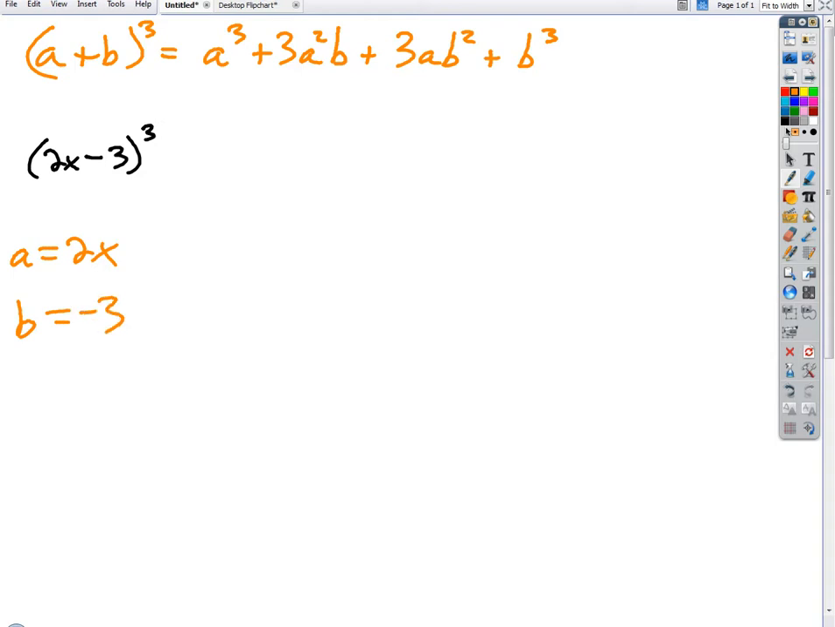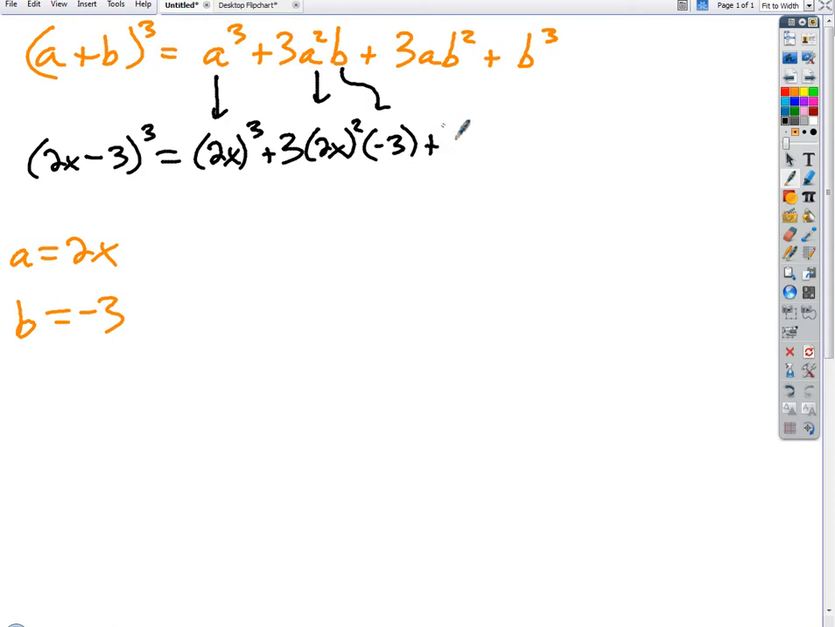So now let's just go through these one by one and see what we get. So a cubed is going to be the quantity 2x cubed, right? Okay, we'll have to simplify that later. Plus 3 times 2x squared times negative 3. So what's going to be the sign of that second term? Negative. It's going to be negative, isn't it? Because I'm going to get some positive stuff times a negative, which makes it negative.